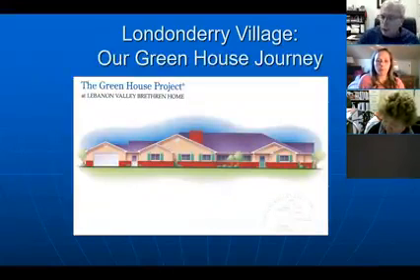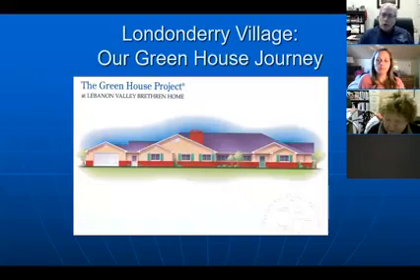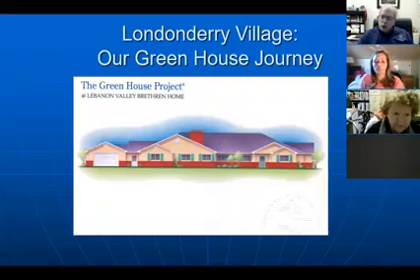But just to take a step back, if we look at Londonderry Village, some of you who are familiar with Lebanon County might know our original name was the Lebanon Valley Brethren Home. That was our retirement community that was opened in 1979 as just a nursing home at that time. And over the years and decades, we've added other levels of care and particularly independent living.